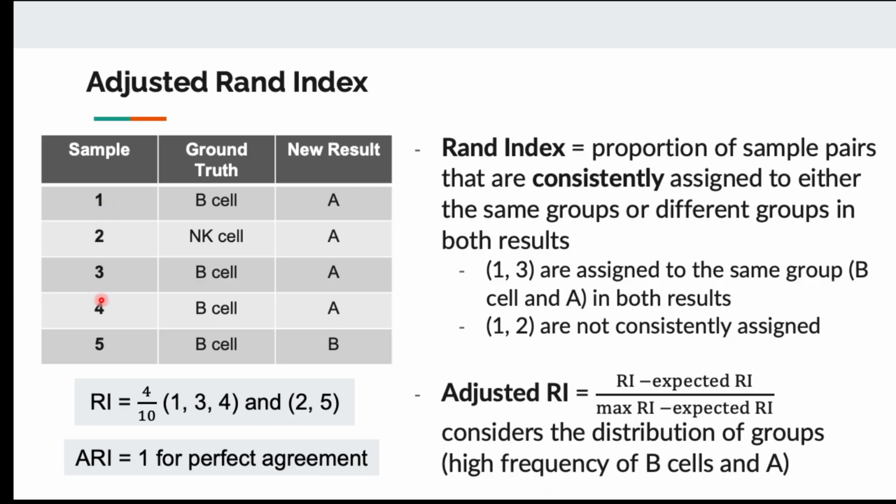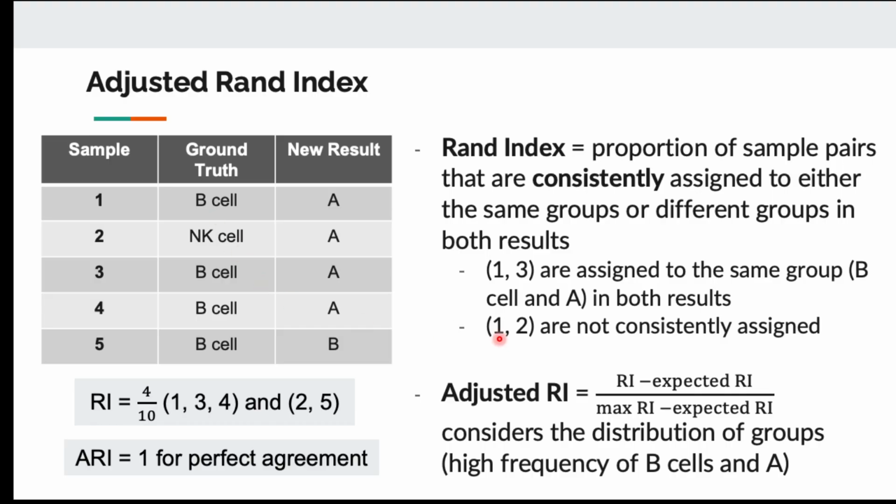you can pick cell 1 and 2, 1 and 3, 1 and 4, 1 and 5, or 2 and 3, 2 and 4, 2 and 5. You pick a pair of cells, and you ask, for the pair that you pick, let's say 1 and 3, in the ground truth, 1 and 3 are both B cells. And in your new analysis result, they are both called A. So this means that for cell 1 and 3, your result and the ground truth agree with each other because you say that cell 1 and cell 3 are the same.